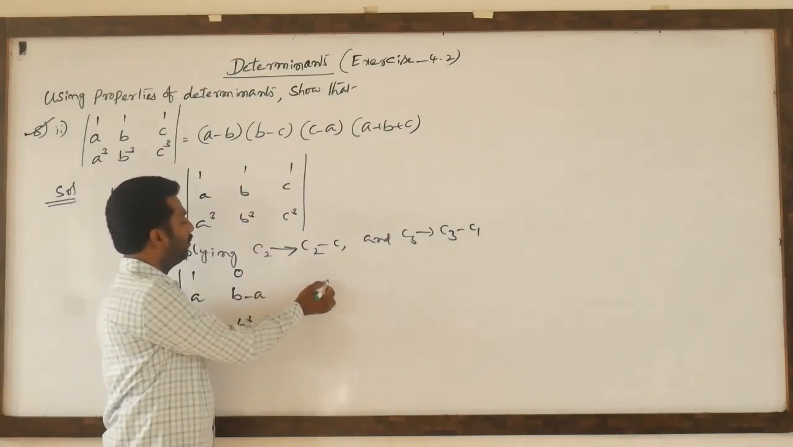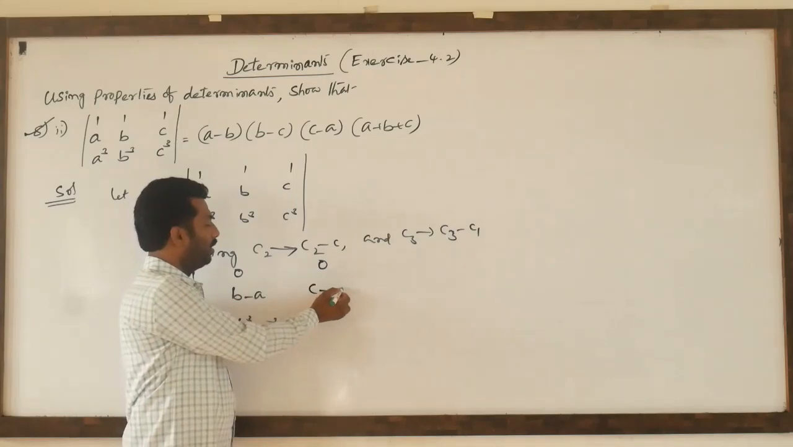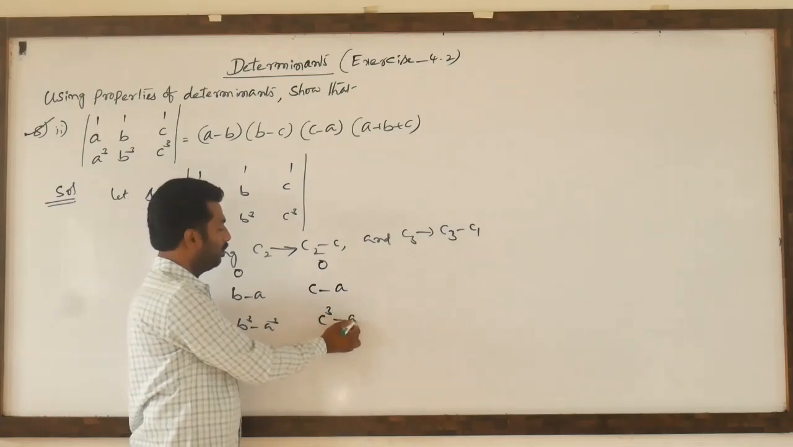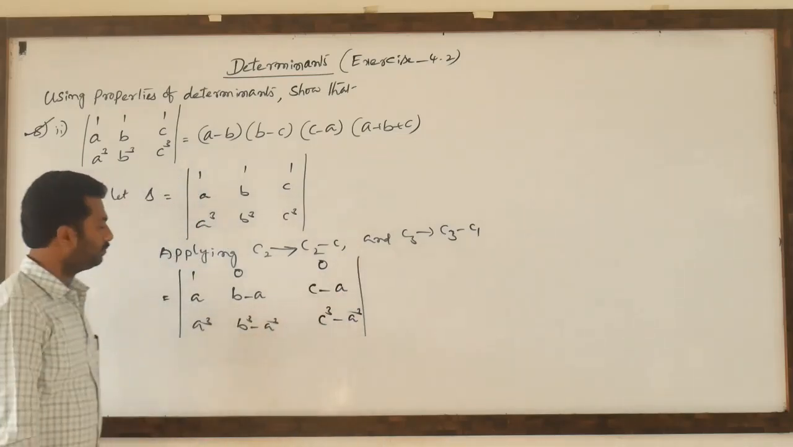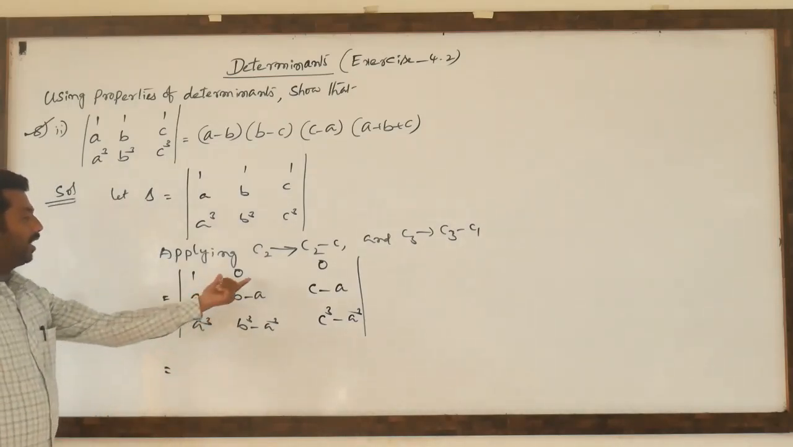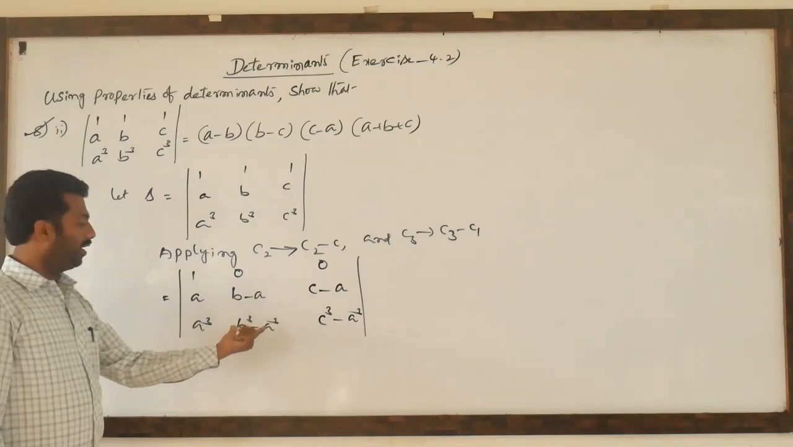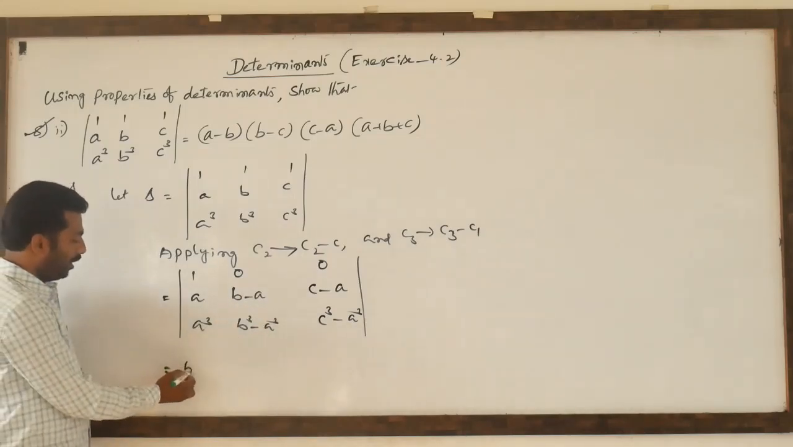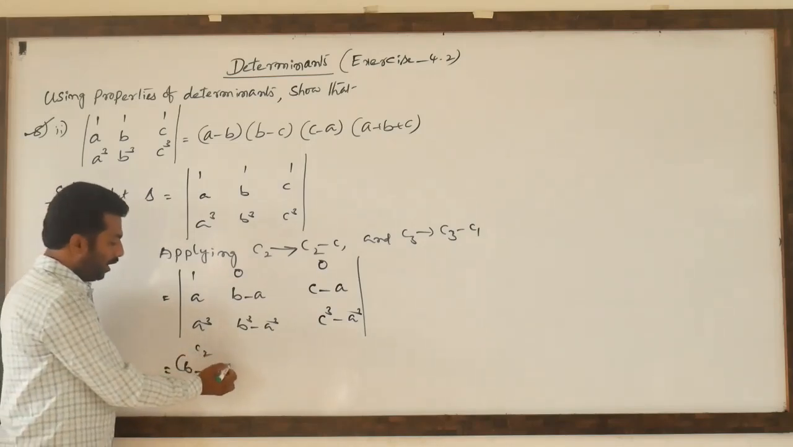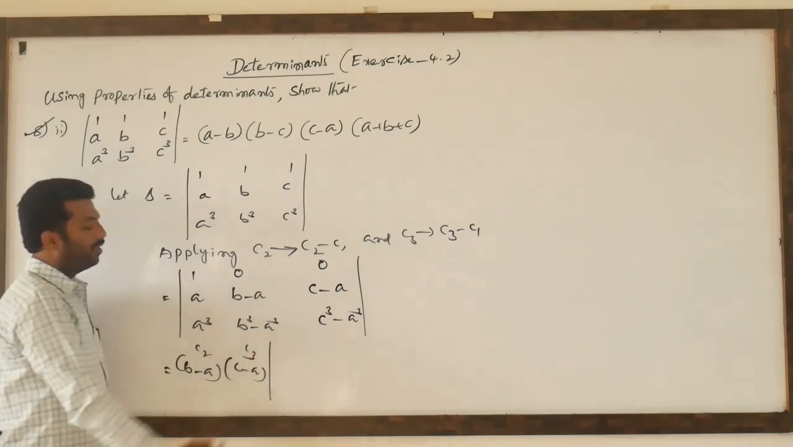Now C3 minus corresponding C1. So 1 minus 1 will be 0. C minus the corresponding C1 element, that is C minus a. C cube minus a cube. Now you observe, we can take the second column. This is 0 into b minus a also you can write. Here b minus a, here b minus a. So we are taking b minus a common from C2, and at the same time, c minus a common from C3. Then remaining elements you observe.